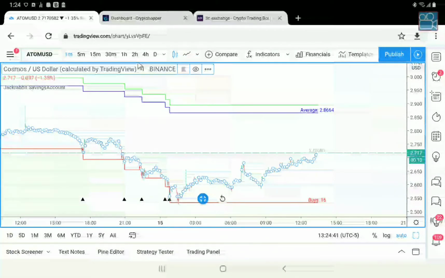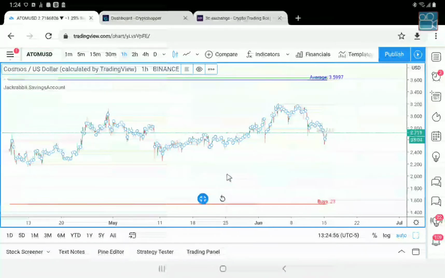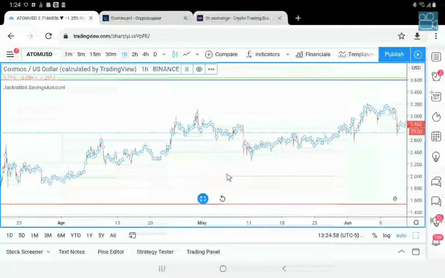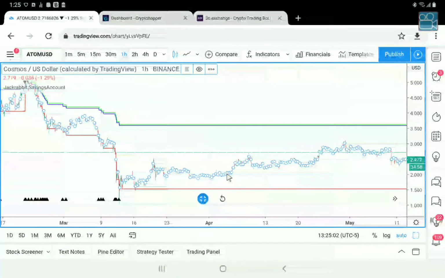Now I'm going to move to the 1 hour chart temporarily so I can demonstrate this particular run or cycle. Now so far, this is June, May, April, all the way back to March. So this cycle has been running for 3 months.